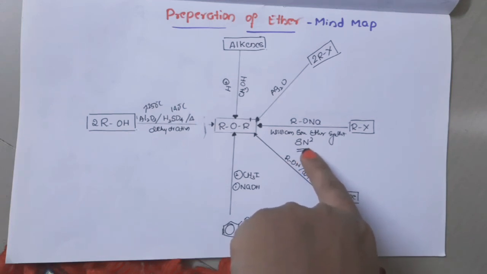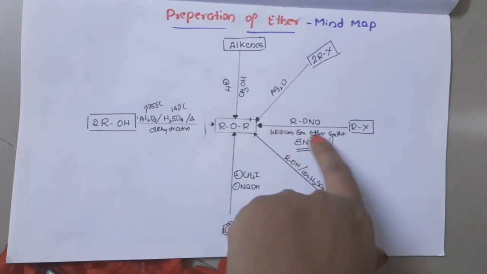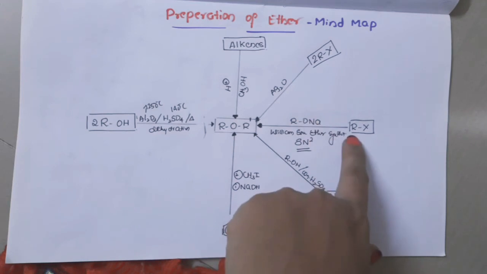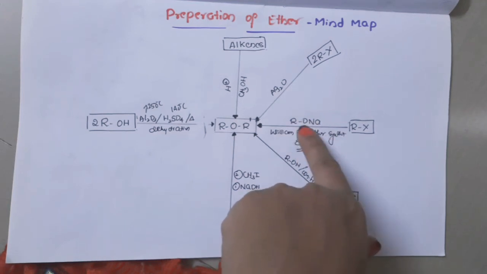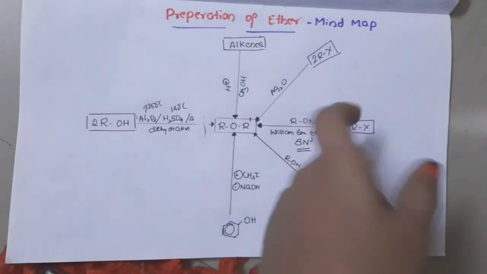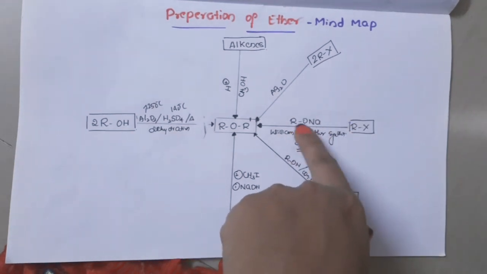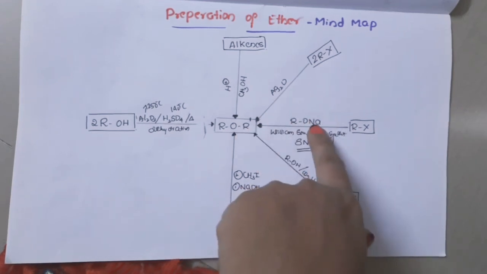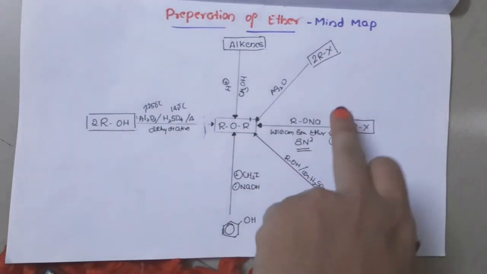This is a question they usually ask: Williamson ether synthesis follows which mechanism? It follows the SN2 mechanism. Do remember. So here there is a breaking of the bond between RO and Na. This RO combines with R to give ether, and the byproduct NaX comes out. Okay, and that's one method.